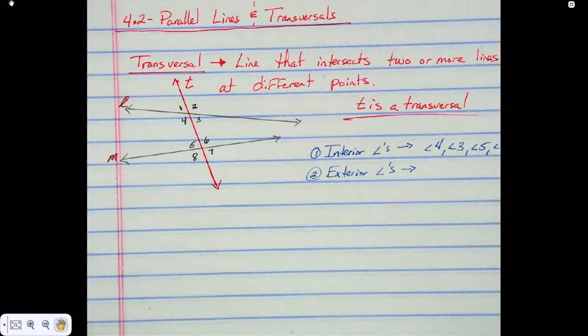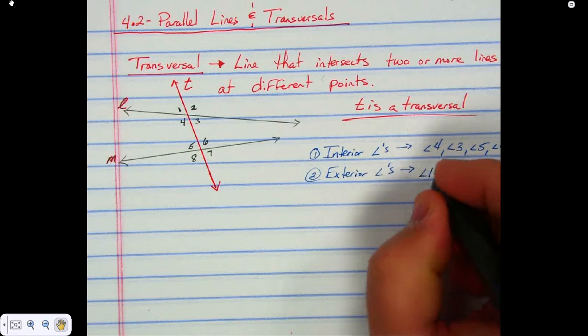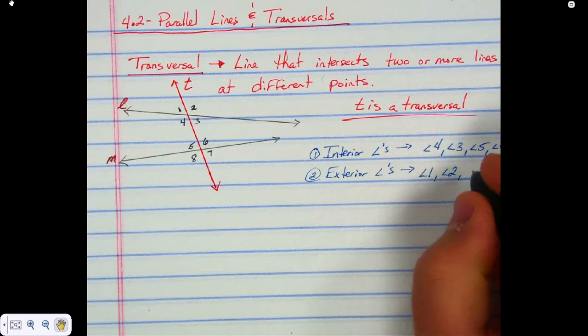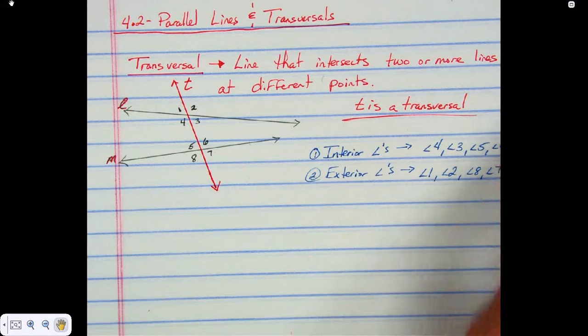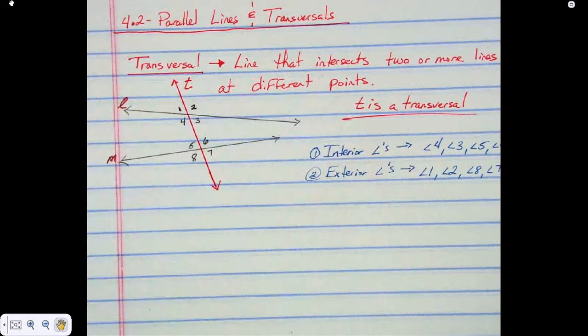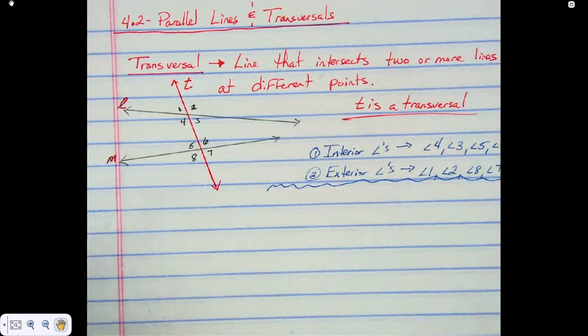Those are the interior angles. What are the exterior angles? 1, 2, 8, 7. Angle 2, 7 and 8. Right, and angle 7. Those are on the outside. You guys are okay with that, right? Okay, so you should be able to tell interior angles from exterior angles.